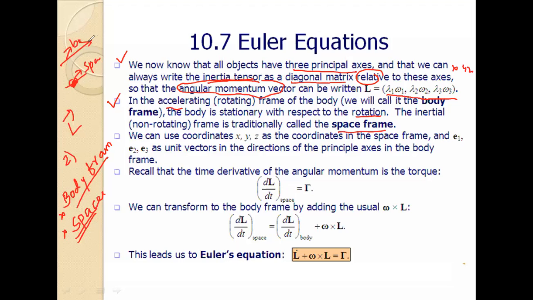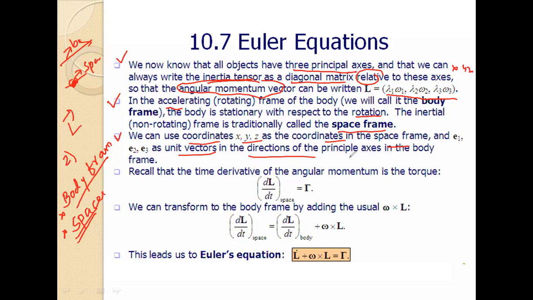Okay, body frame. That you have to keep in mind, and this is always helpful even if you go for masters. You have to remember which is the space frame and which is the body frame. So this point is clear. And here we can use x, y, z as coordinates in the space frame, and e1, e2, e3 are the unit vectors.